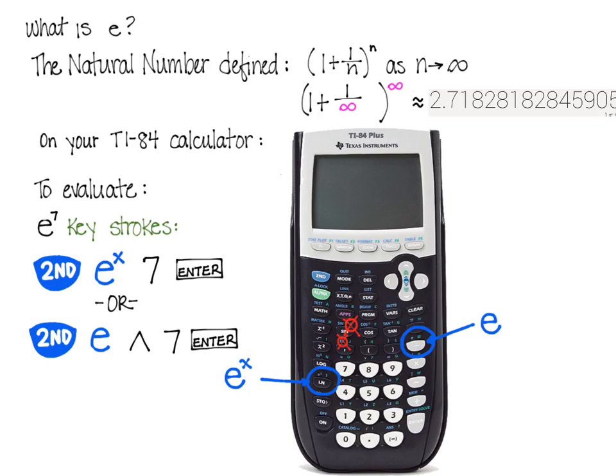Or I could use second and then hit this button right here, but then I have to hit the little caret button right above it. So with this method, you've got to hit an extra button. And remember, I'm very lazy, so I don't like to use this button because it requires me to hit the caret button and then 7 and enter.